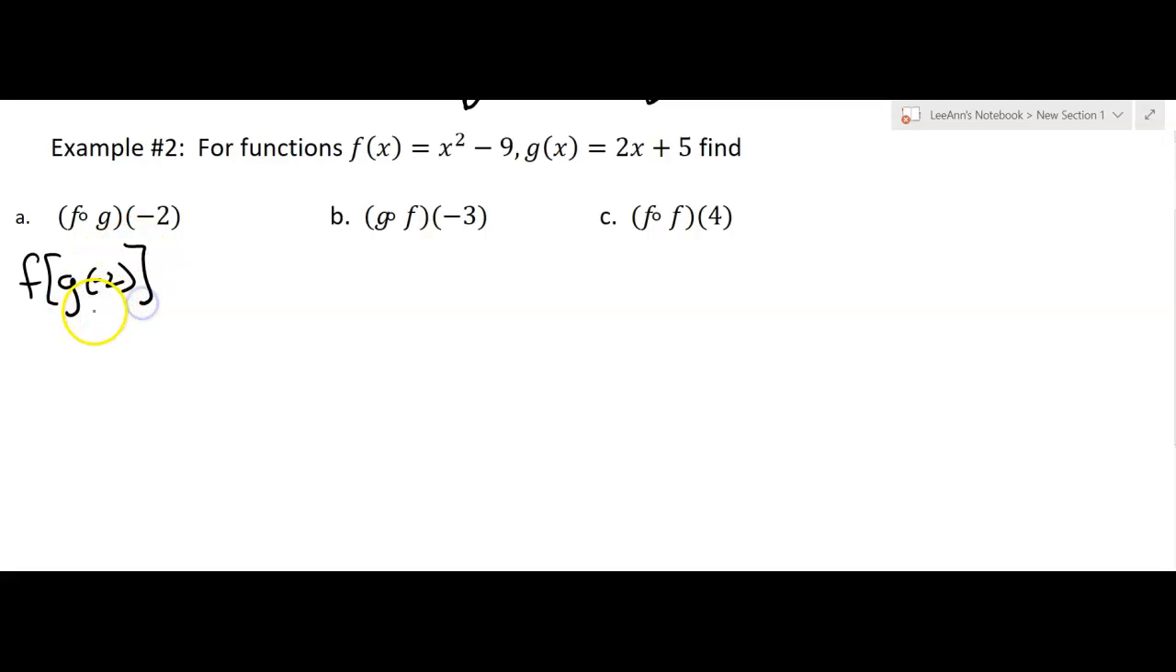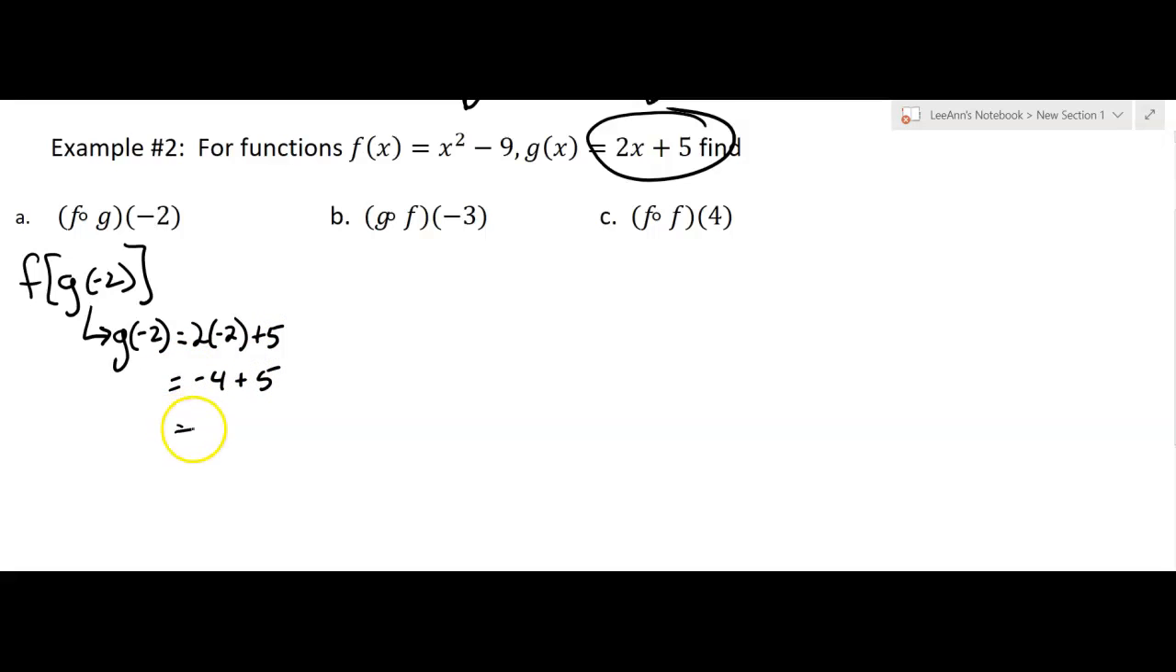So the first thing I want to do is find out what g of -2 is. Well, g of -2, I'm going to run over to the g function, this one right here, and I'm going to plug in a -2. So we get 2 times -2 plus 5, which is -4 plus 5, which is 1. That's just the inside part, inside the brackets.